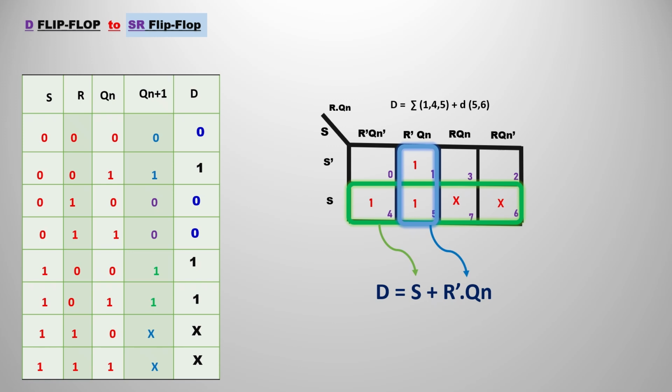So you can group them like a green group and a blue group, that is 1 and 5 in the blue group, and the largest group of 4 elements over there. The largest group we can simply say is S. The blue group corresponds to R bar Qn. So we have obtained the output expression D. We are going to have the block diagram as well.